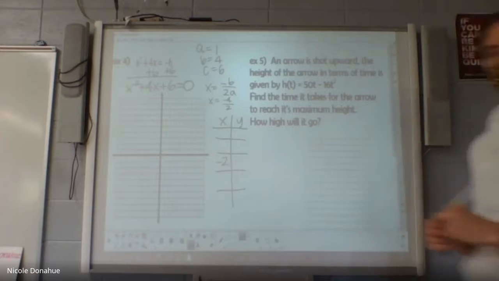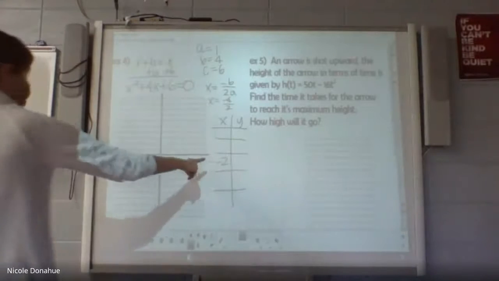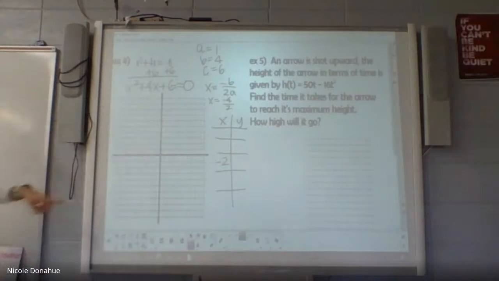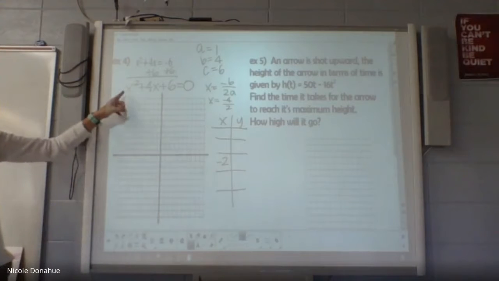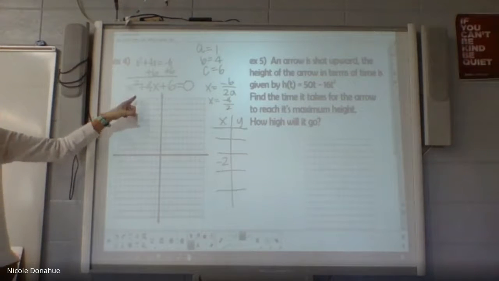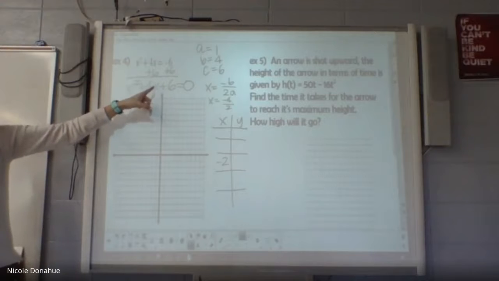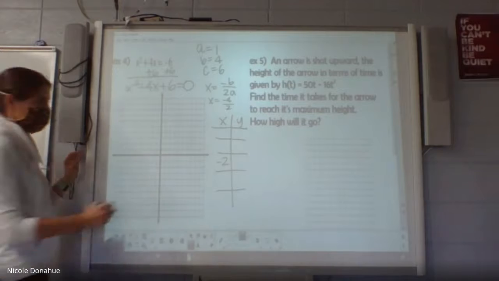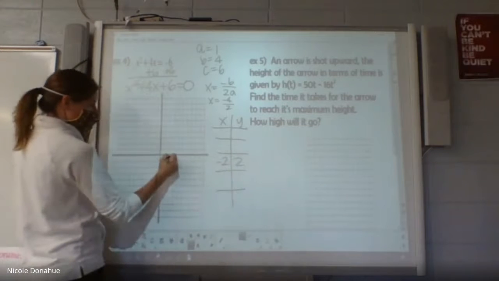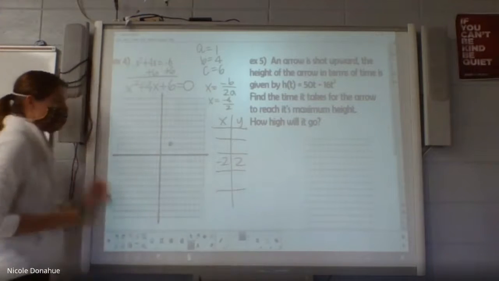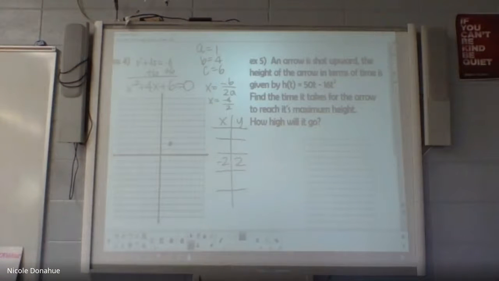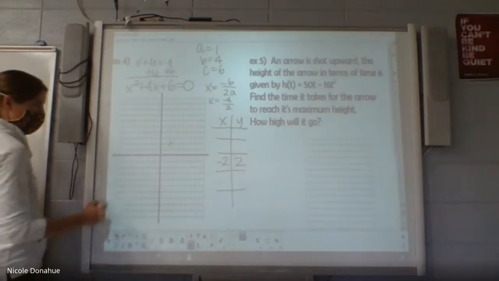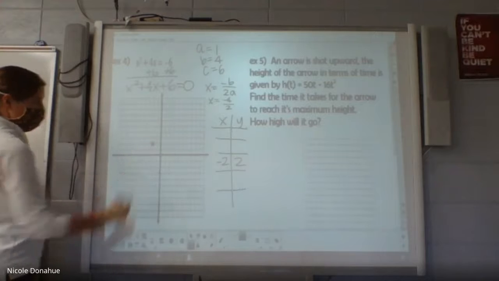You okay with that? Then we're going to take that and substitute it back in to find our y coordinate. So negative 2 squared is going to be 4. It's going to be a negative 8. So negative 4 plus 6 is 2. So the vertex is negative 2, 2.